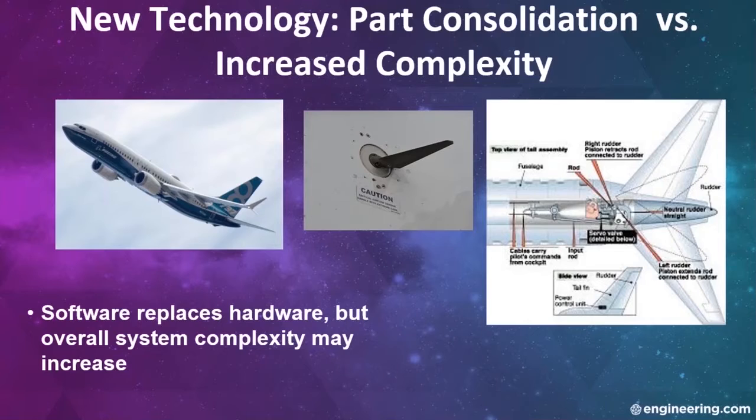Now, there's an interesting contrast here because there was a previous safety issue with the 737 about 30 years ago. And that was caused by a design flaw in a hydraulic actuator. That's pictured on the right, a purely mechanical system designed to deflect the rudder.